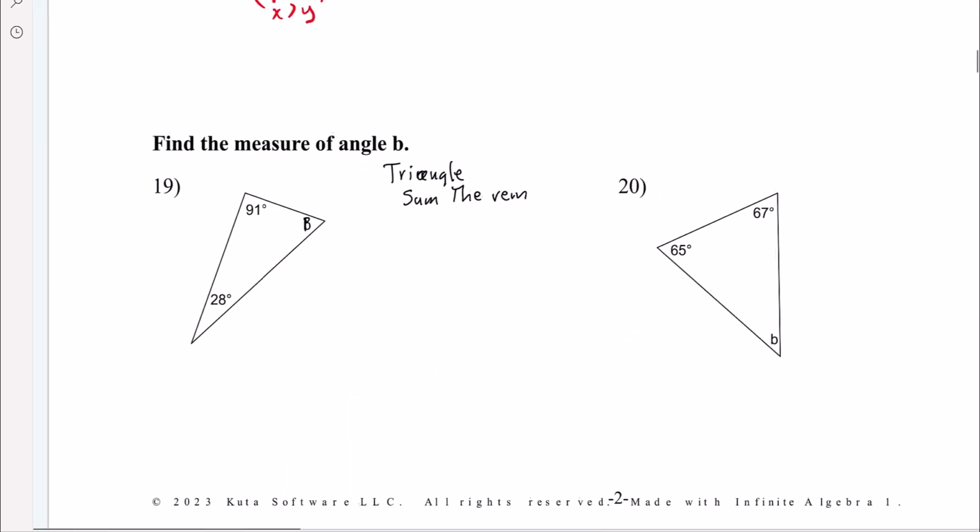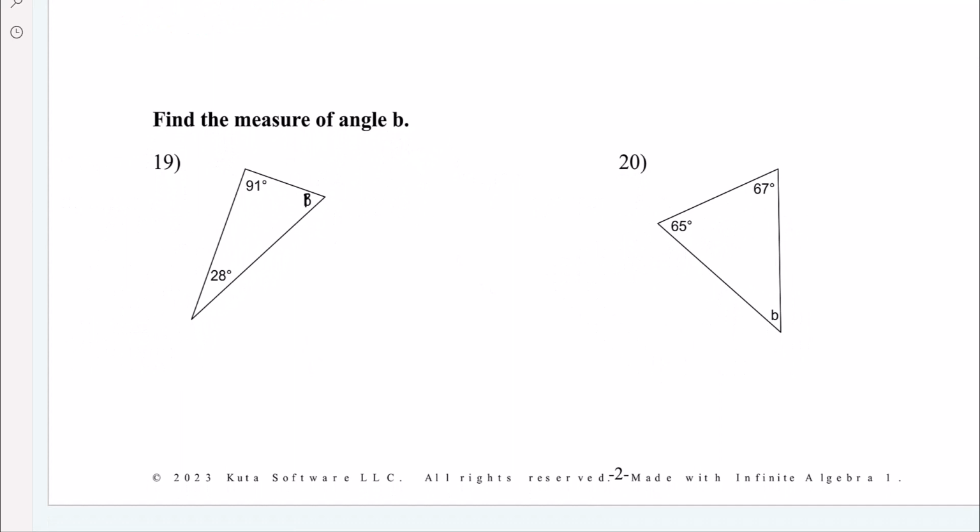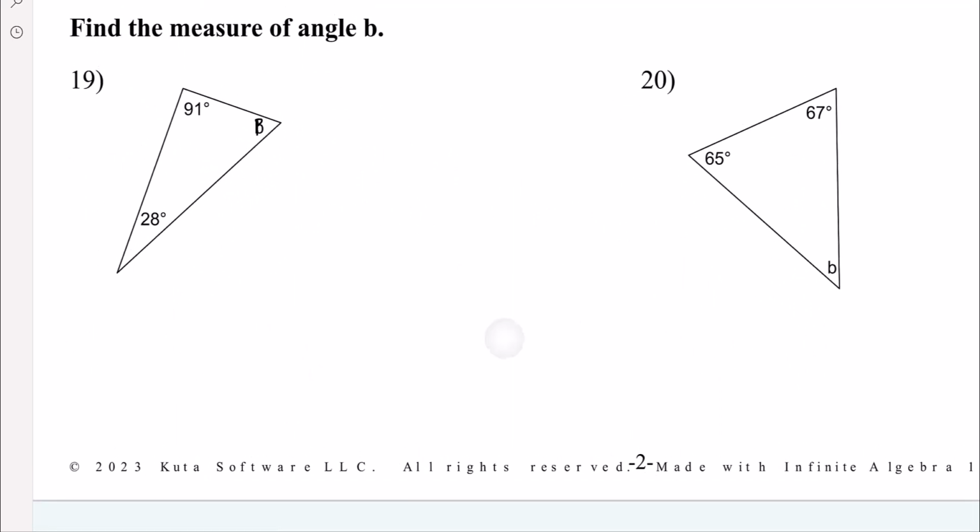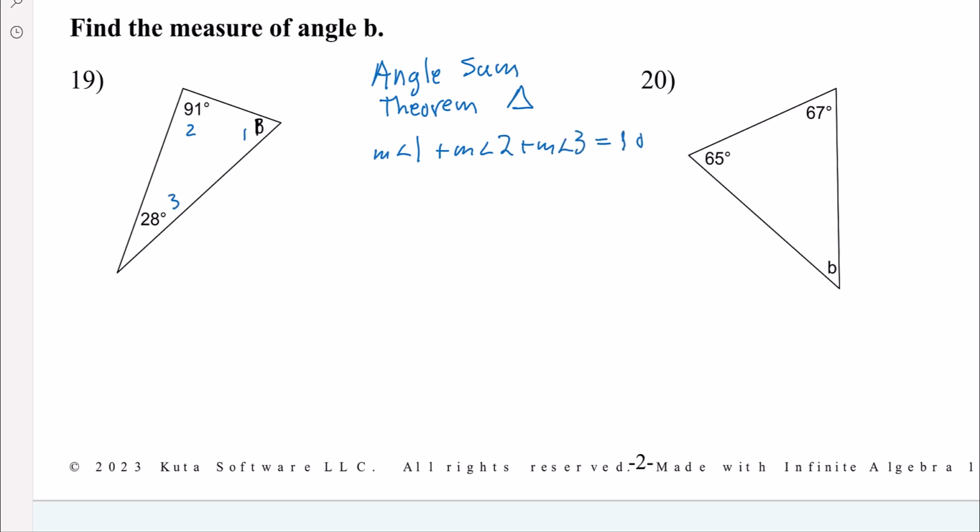Okay, so knowing that, we have this theorem, the angle sum theorem of a triangle. And it just says that if you had the measure of angle 1 plus the measure of angle 2 plus the measure of angle 3, let's name these 1, 2, and 3, they're going to add up to a measure of 180 degrees. Because if you unfolded that, they would create a straight line.